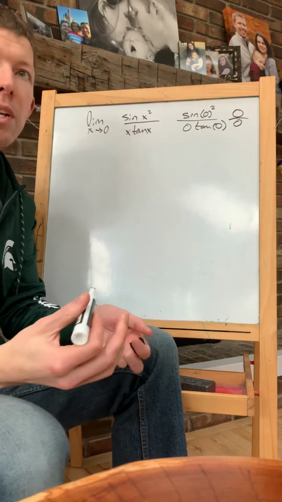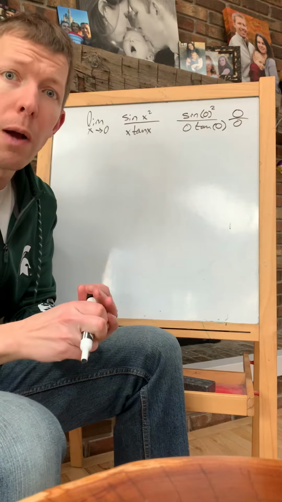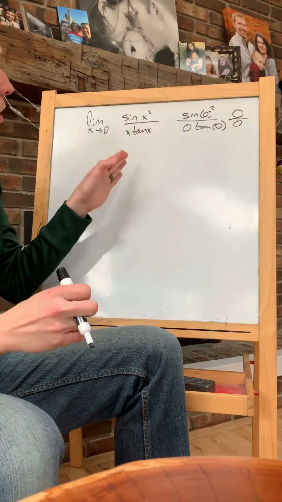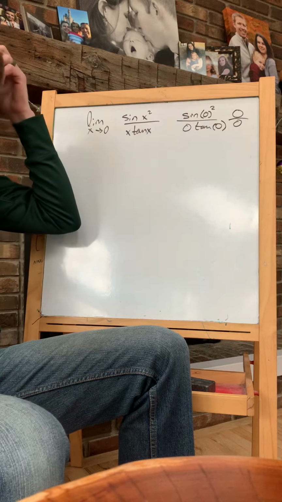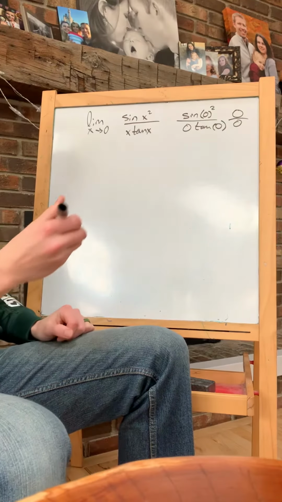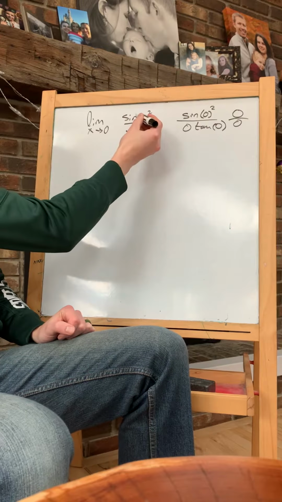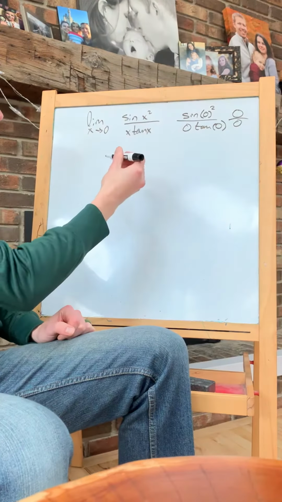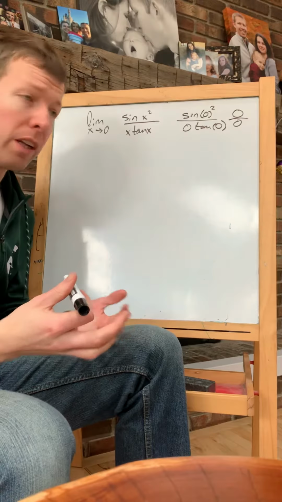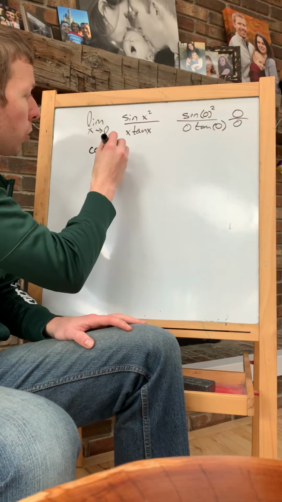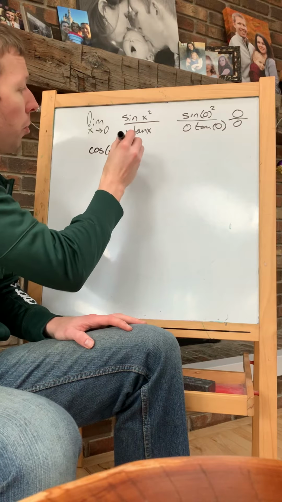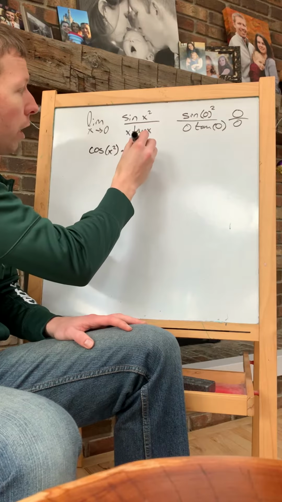Which means that we can use L'Hopital's rule. So what we're going to have to do now is take the derivative of the numerator and the derivative of the denominator. This, again, is not sine squared of x. This is the sine of x squared. So my outermost function in this situation is sine. If I take the derivative of this thing, it's going to become the cosine of x squared multiplied by the chain, which is going to be 2x.